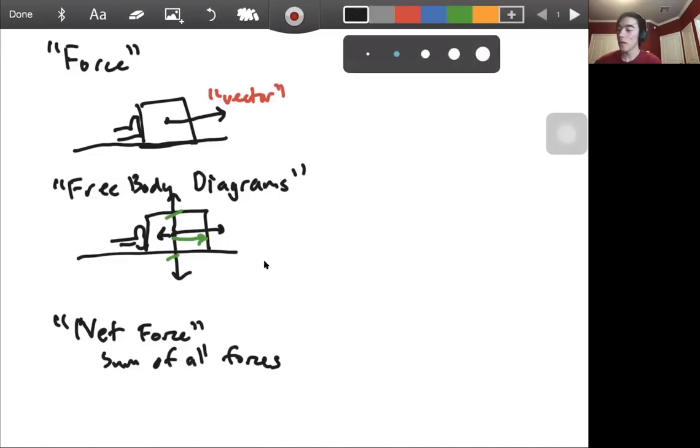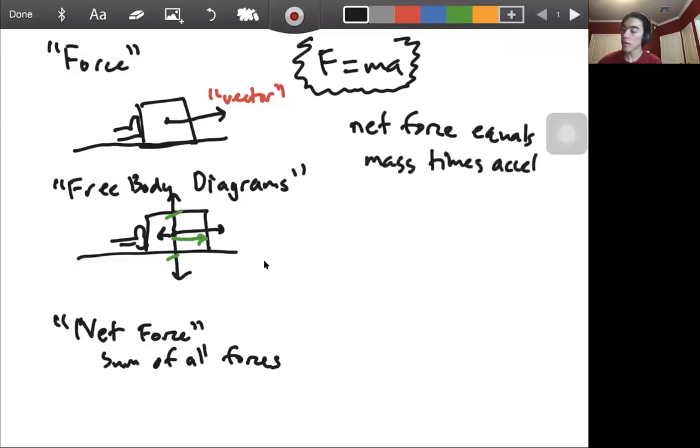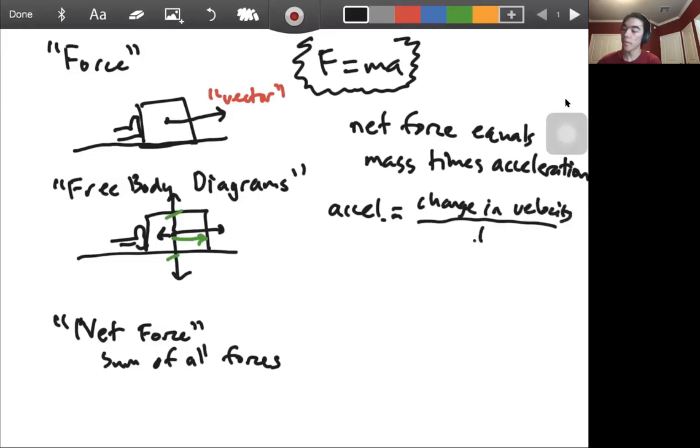And the way we do that is through Newton's second law, which is F equals ma. This is a law you'll see everywhere if you take physics or have already taken physics. To be more specific, net force equals mass times acceleration. Acceleration is the change in velocity over time.